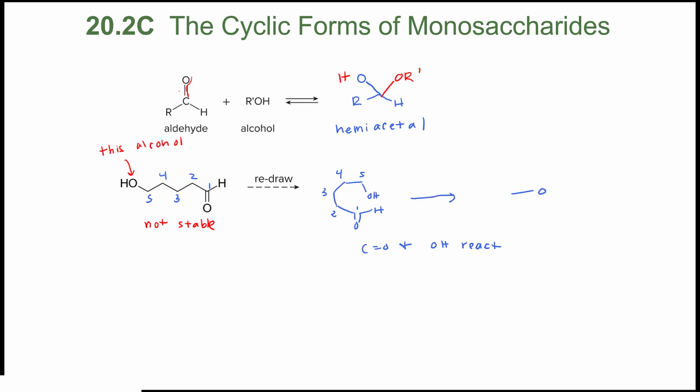This is the O from the aldehyde. There's an H. That's carbon 1. So this is 2, 3, 4, 5. And then here's my alcohol from before. I'm going to form a new bond here. So this would be the R prime, and then this gets protonated to make the OH. So here is my hemiacetal carbon.